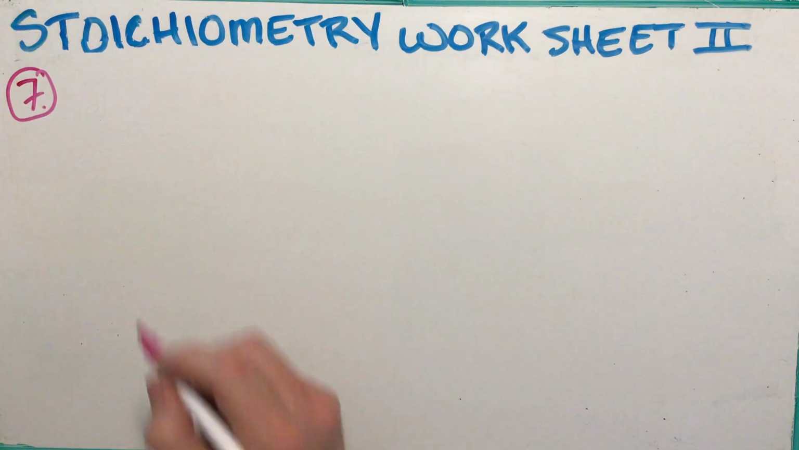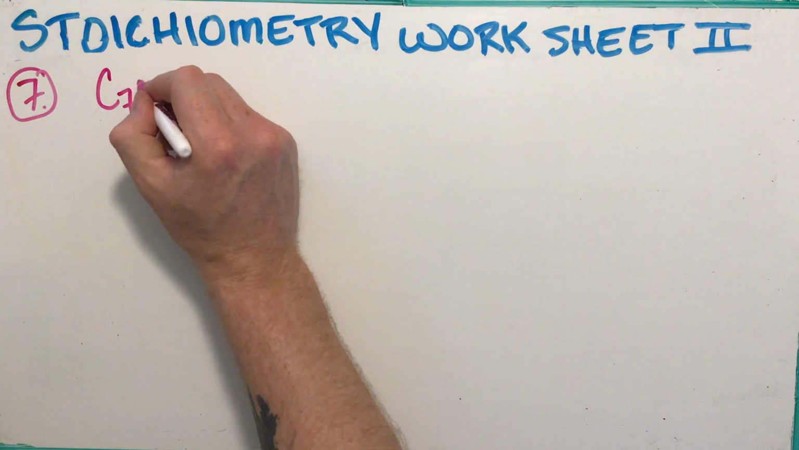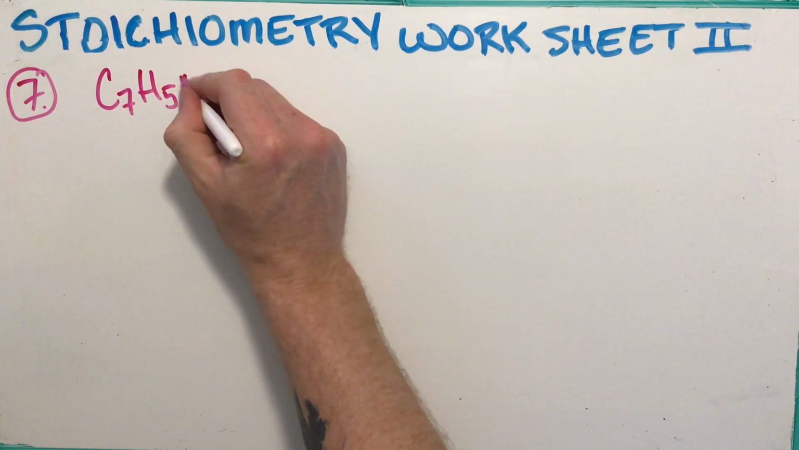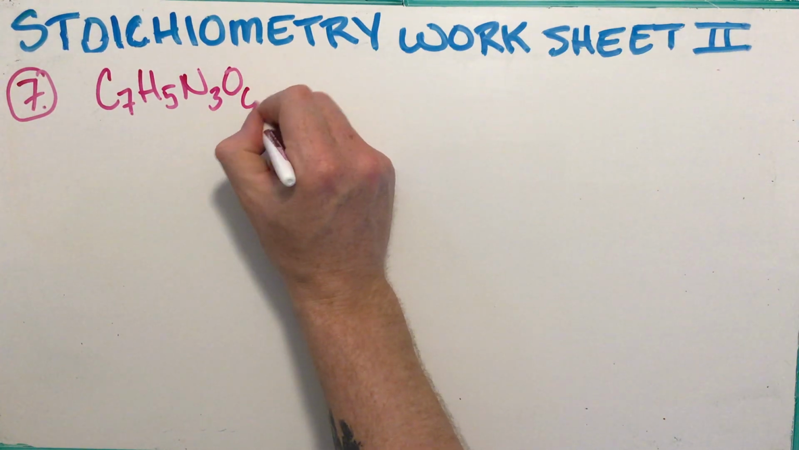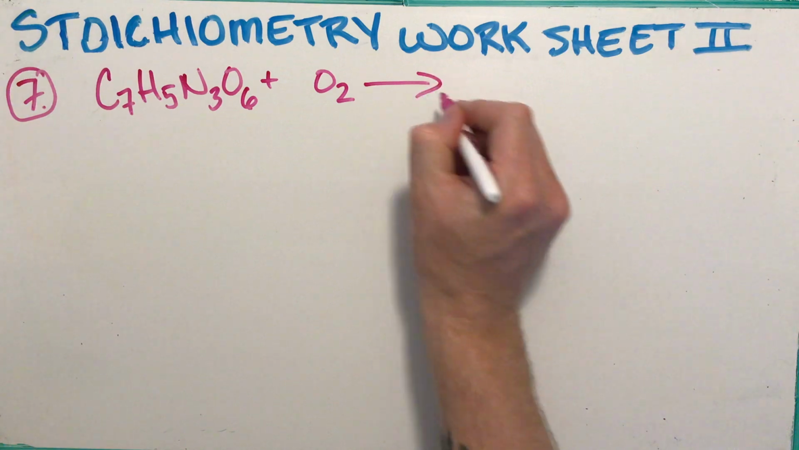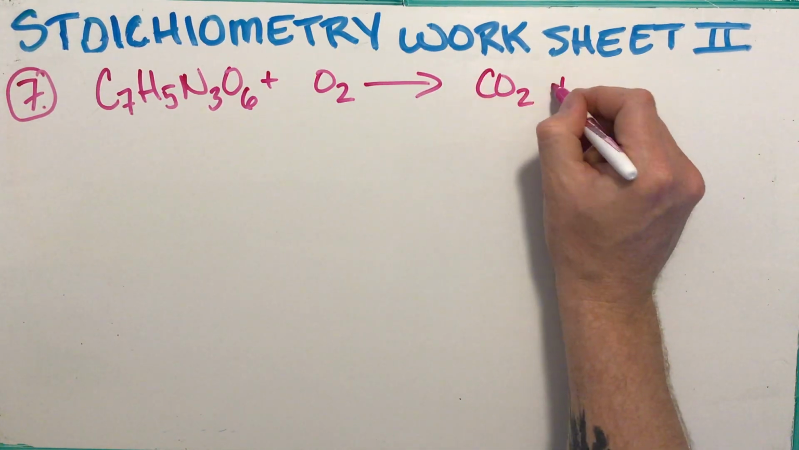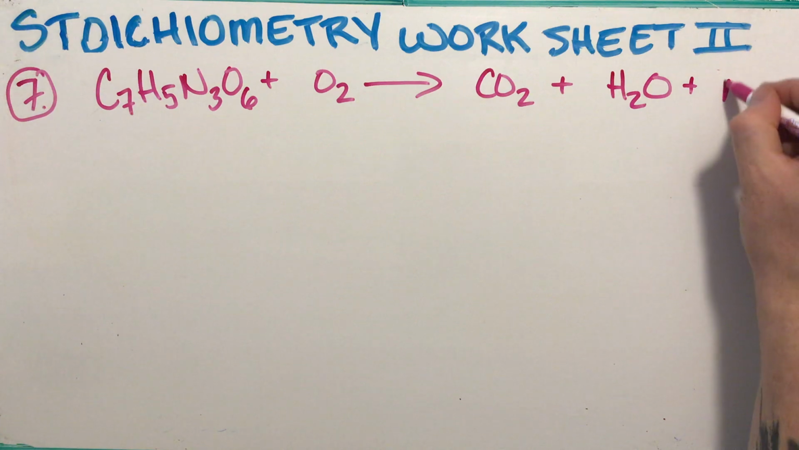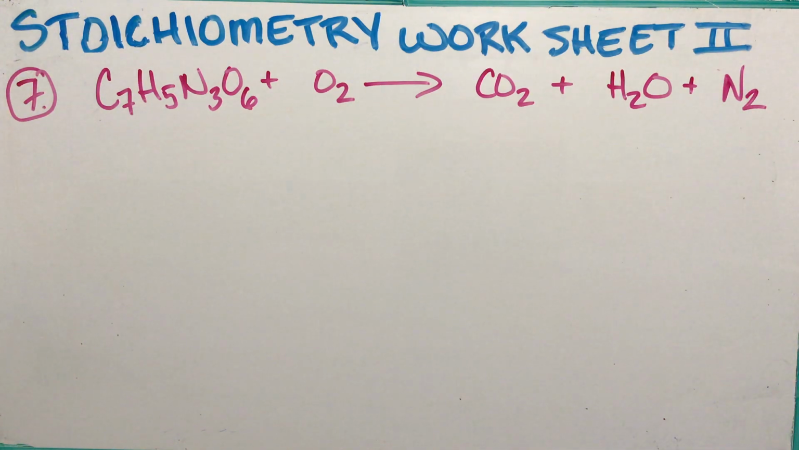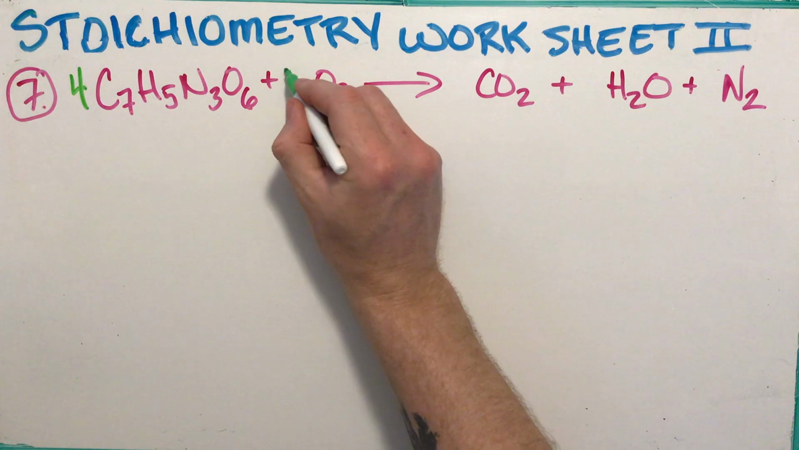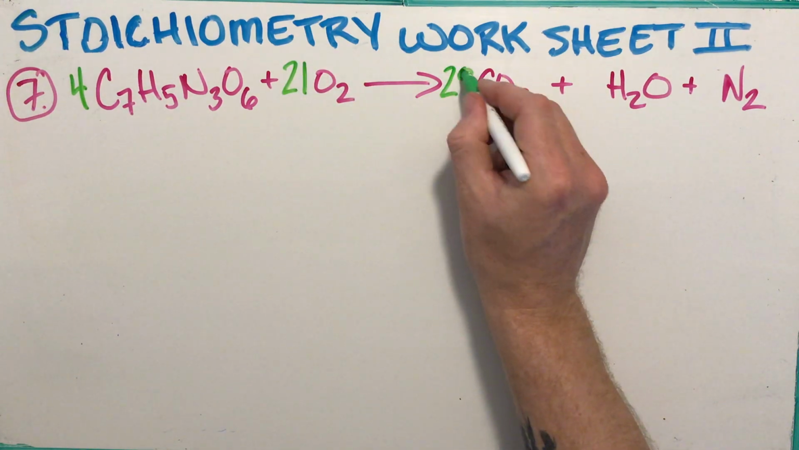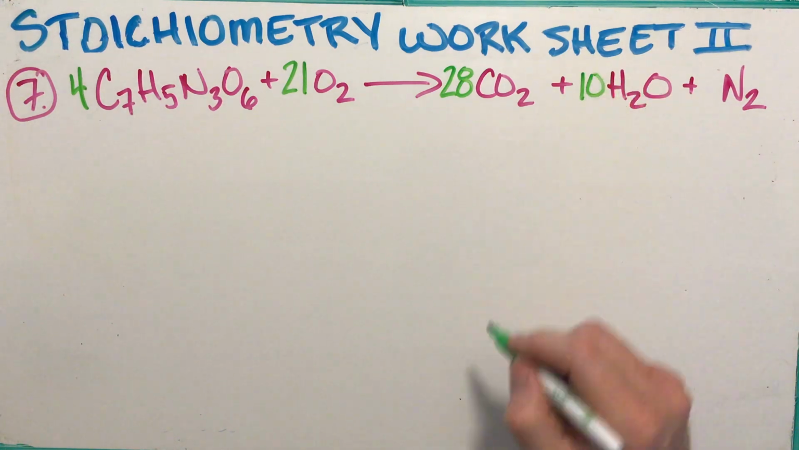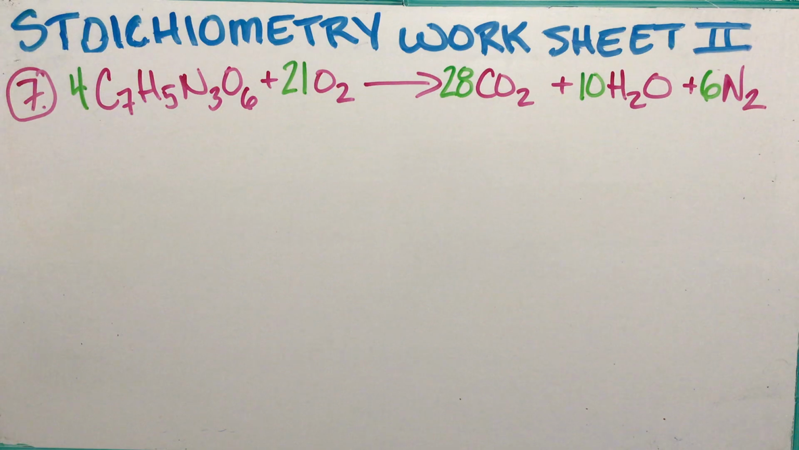Number 7. Number 7 is dynamite. All right, that's the one where today you found out what the formula for dynamite was. And CO2 plus H2O plus N2. So there's my skeleton equation. I will balance this one off. It is actually kind of a weird looking balancing. There's a lot of big numbers here. All right, so there's our balanced chemical equation. As odd as it looks, that's it.